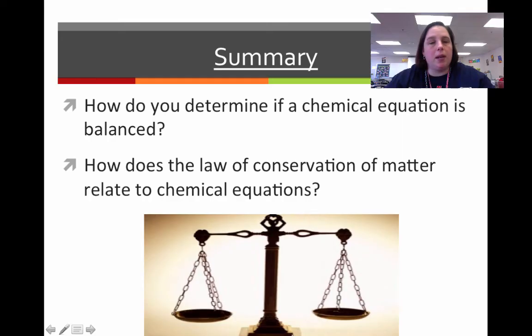Okay, so we're back at summary time. Again, how do you determine if a chemical equation is balanced? How does the law of conservation of matter apply?